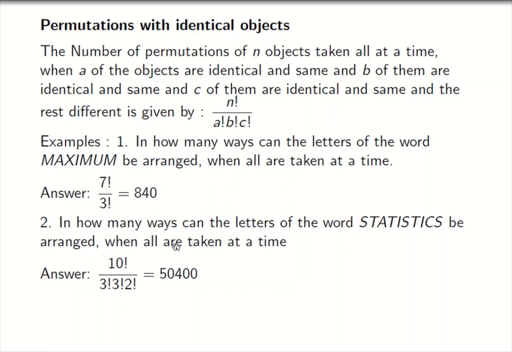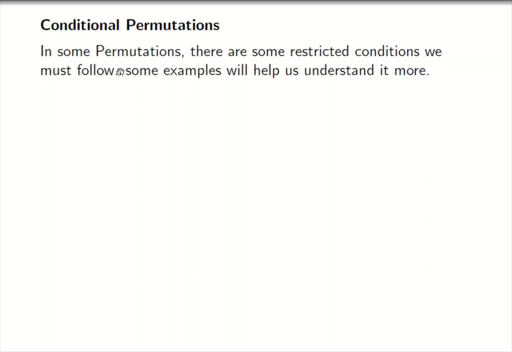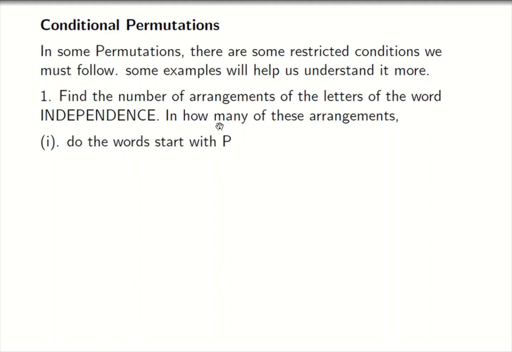So when you are given a question, just check: is anything repeating? Are there any objects that are identical? Those are some questions you should be asking yourself. All right, so conditional permutations. In some permutations, there are restricted conditions you must follow. Some permutations will tell you that this person should sit in front, this person should do this. Some examples will help us understand it more. Let's start with an example.